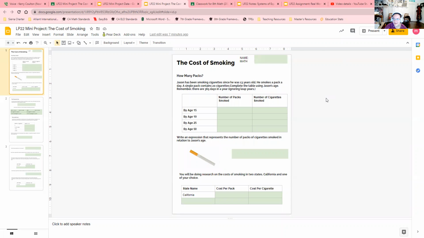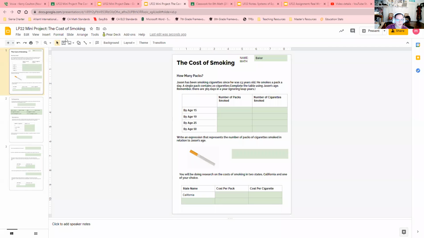Hello, seventh grade. So we're going to be going over the LP22 mini project. I'm going to be doing portions of it with you, so you've got some good examples. And then you will complete the remainder of it independently. First thing you want to do is get your name typed up at the top. I'm Ms. Baker. Got my name at the top.